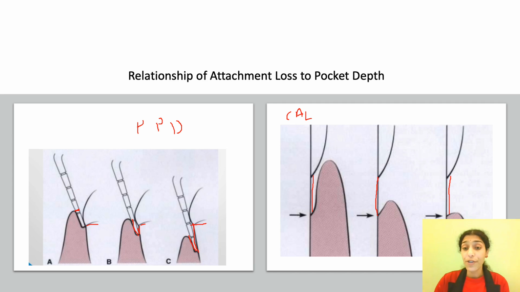So in all the three situations there is the same amount of CAL, because the distance from the CEJ to the base of the pocket is constant in all three. Now, in which situation is the probing pocket depth more? Definitely this one, right? A has more probing pocket depth. When we want to do periodontal treatment, which one is a better situation to treat, where we can expect a good outcome for the patient?